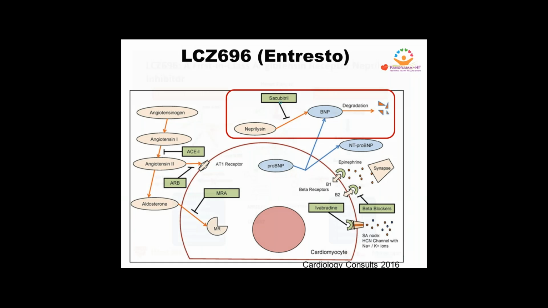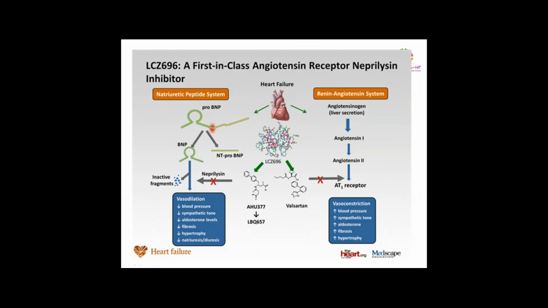LCZ696 is a combination drug, a first-in-class angiotensin receptor and neprilysin inhibitor. The angiotensin receptor blocker is valsartan, which we use in heart failure mainly in patients who cannot tolerate ACE inhibitors like enalapril or captopril. We add the neprilysin inhibitor sacubitril to this, and it makes the combination drug called LCZ696 or Entresto.